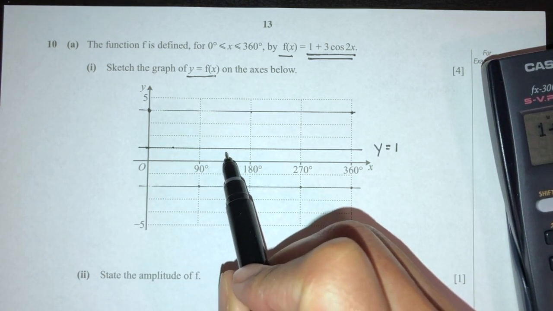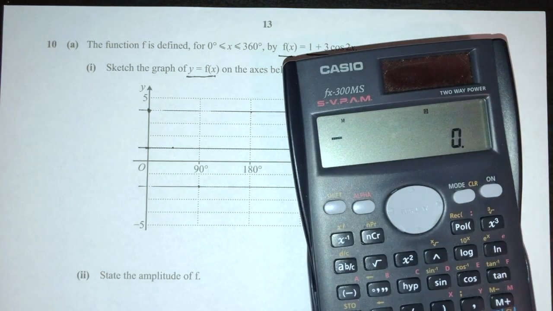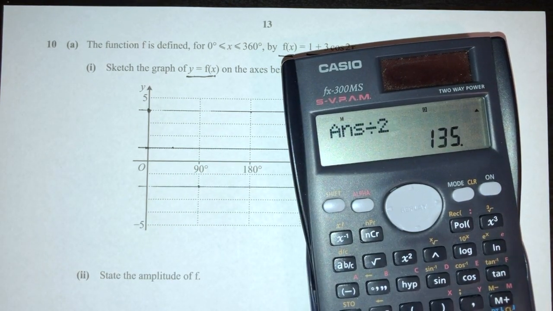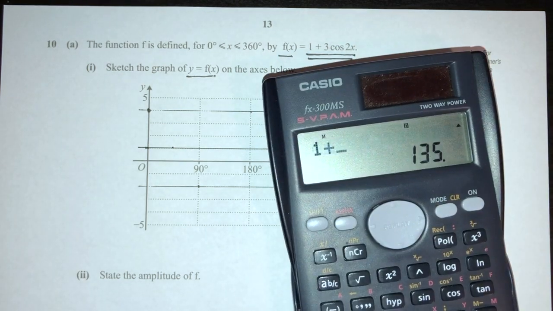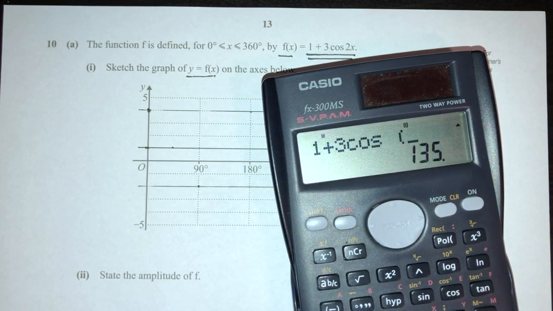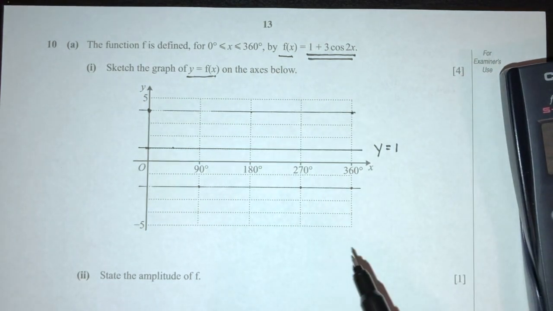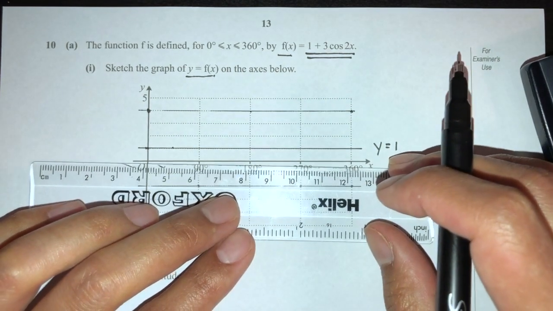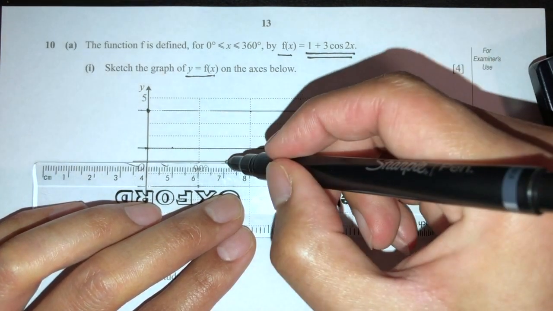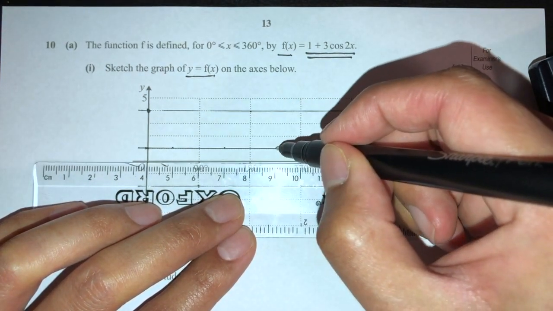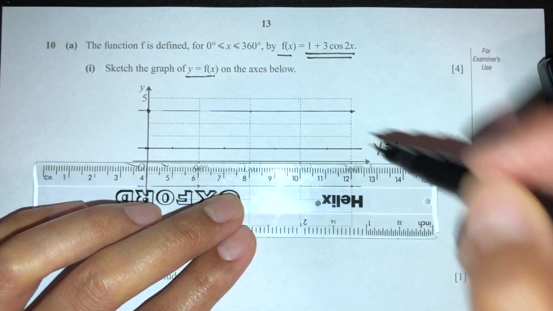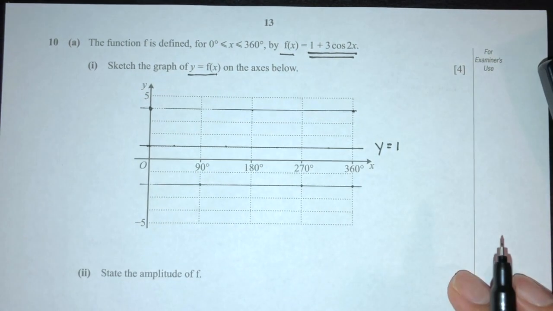So value in between here will be also, let's check. So between those two is what? 90 plus 180 divided by 2 is 135. So 1 plus 3 cos 2 times answer. That should be 1 as well. So basically every value in between here will be 1. So let's mark that. 1, 1, and 1. So now let's join all the points together.